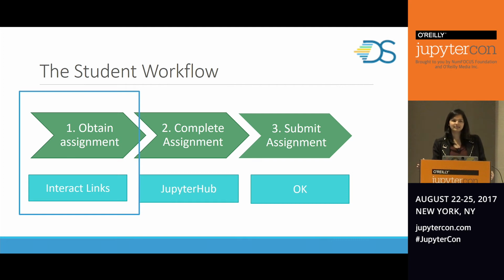So yeah, that's a central piece, the JupyterHub. That's where students spend most of their time. But the step that comes before that, before they can work on these notebooks, is that they have to actually get the notebooks into the JupyterHub. The way that they do that in some of these courses is through what are called interact links.